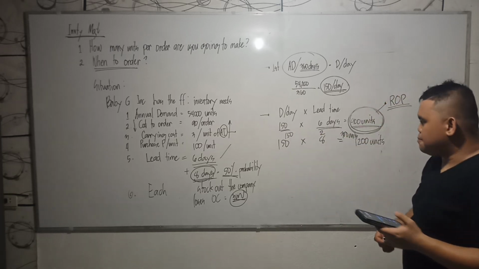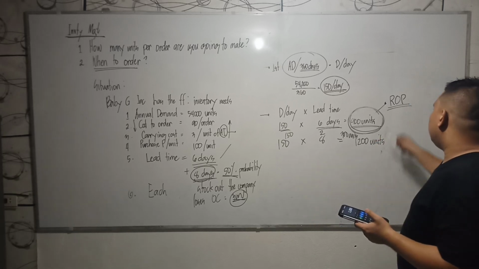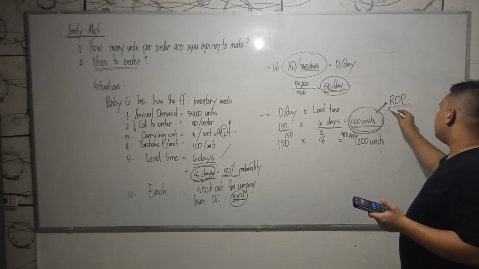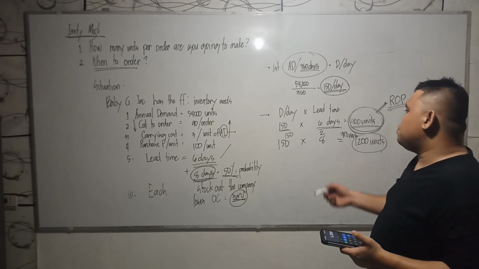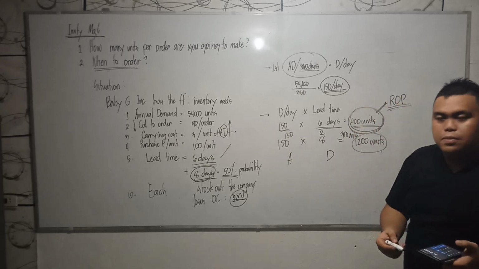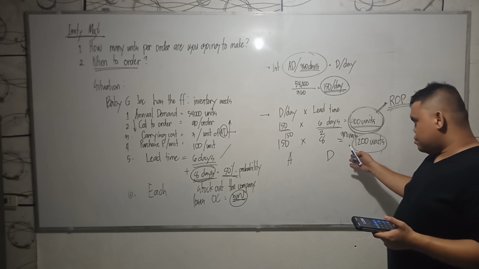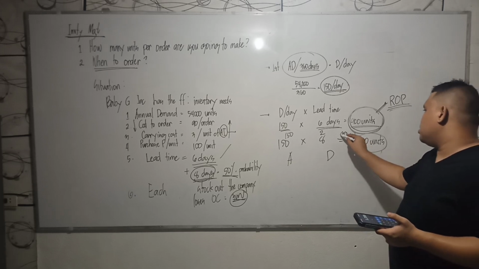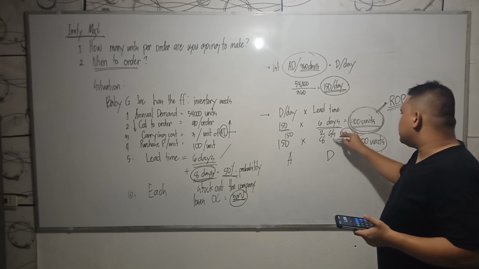That's the analysis. Okay? So, you are faced with a decision. Are you going to go with this as the reorder point or this one? It depends. You have to compute first the advantage and the disadvantage. What is the advantage of having an additional 300 safety stock? Again, this is what we call a safety stock.